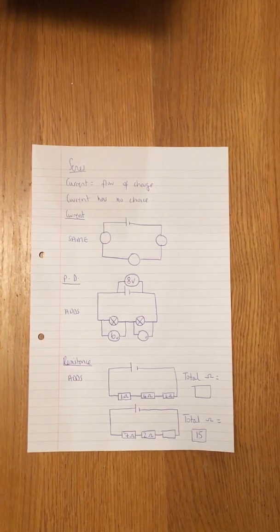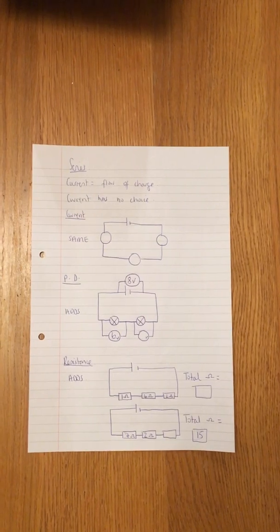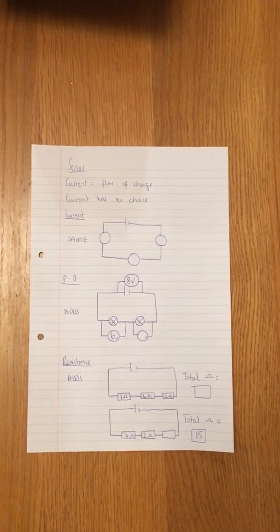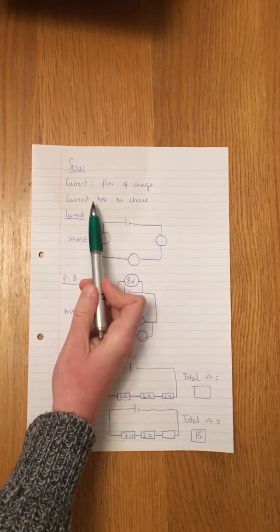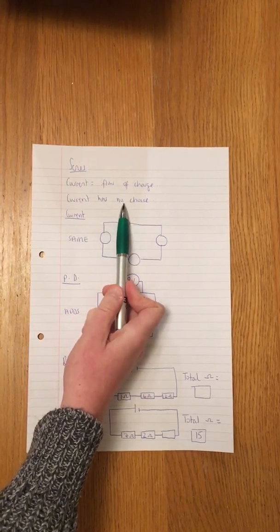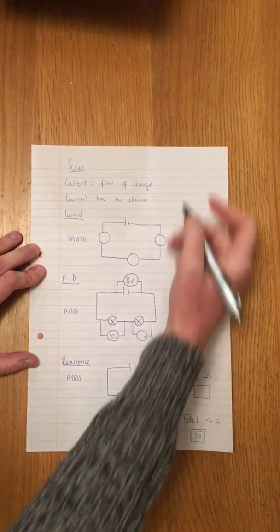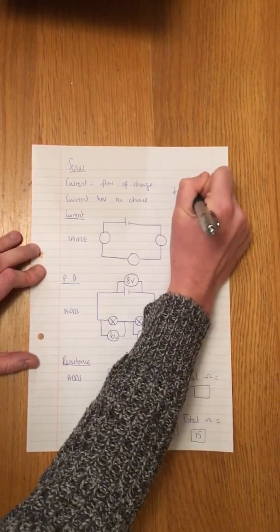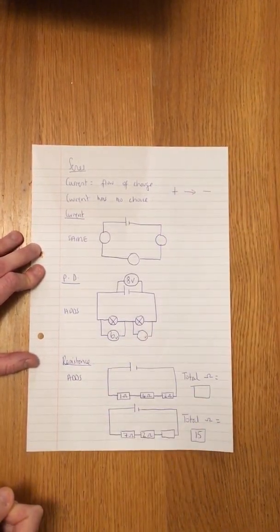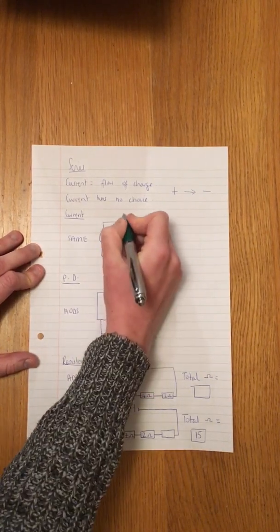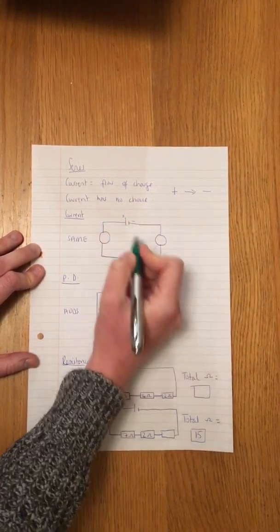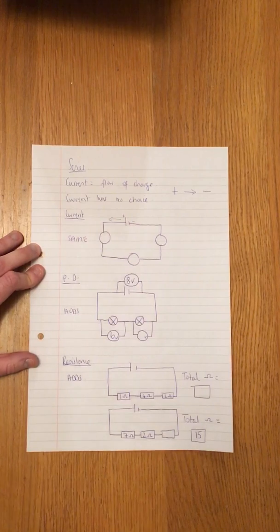Okay, series circuits. I'll go through series circuits in this video. Just as a reminder, current is a flow of charge. Current has no choice in a series circuit. It can only flow however it does. And remember, it always flows from a positive to a negative charge. That's my positive, that's my negative, so my electricity or my current will be flowing this way.